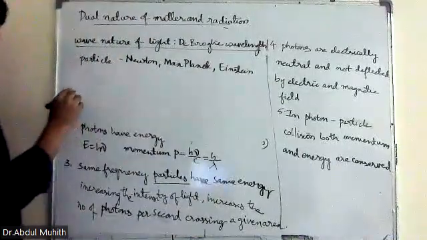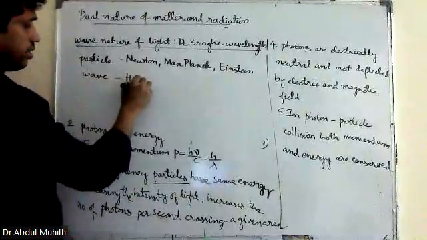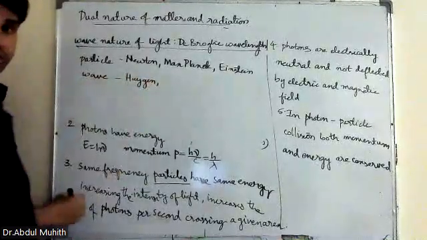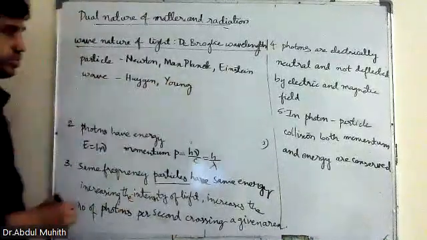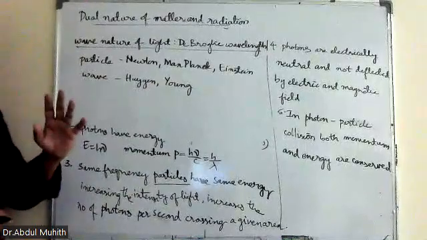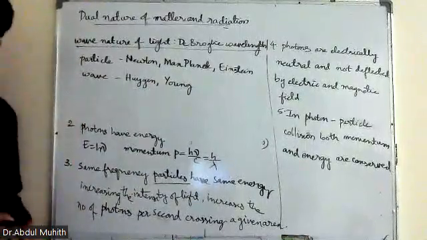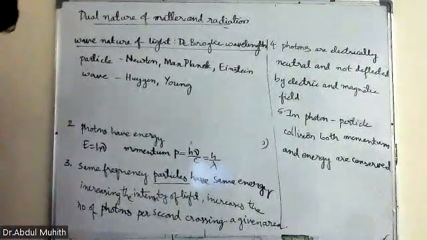Then the wave nature was supported by Huygens and Young. Young supported the wave nature of light. Clear, but the problem was he wanted to work on both. That means he wanted to prove that light has dual nature. So he wrote the thesis and submitted it to the university. I think he belongs to France.